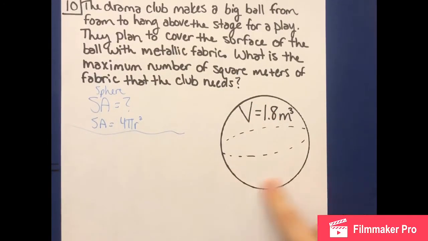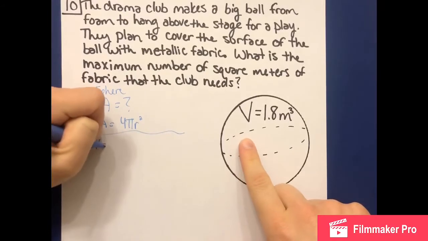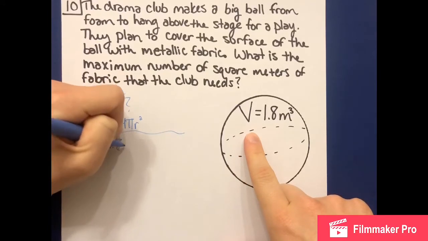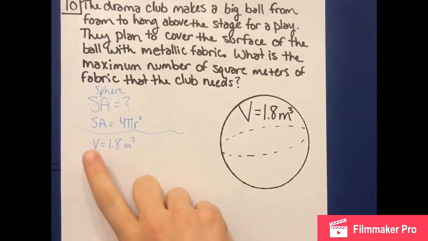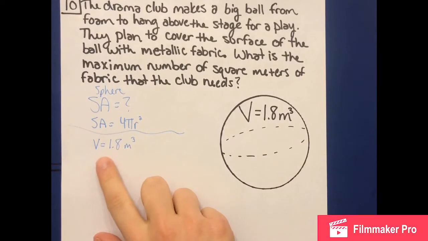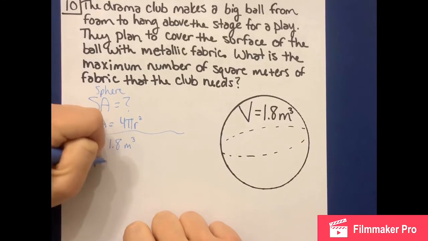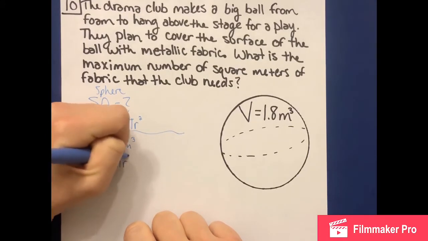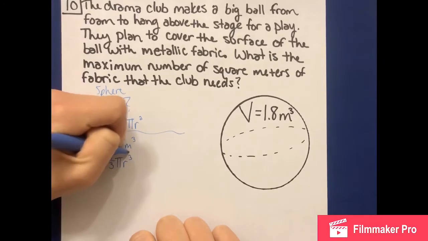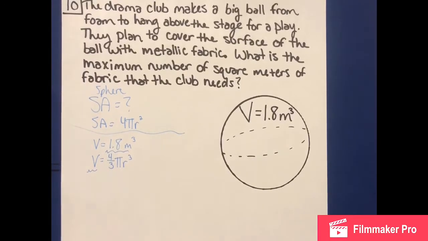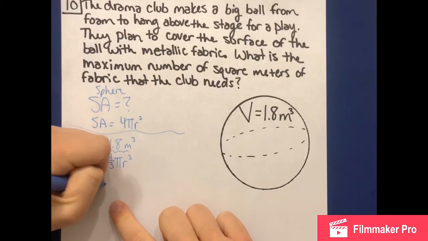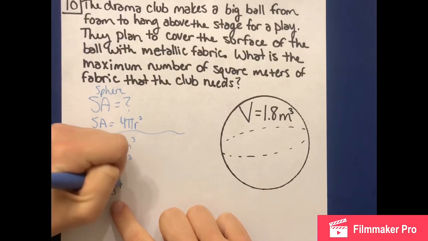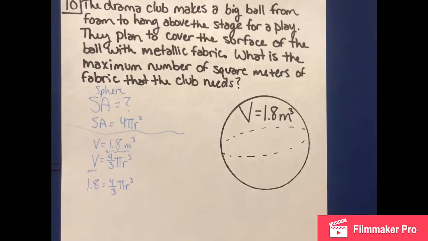This is the volume of the sphere. So I know volume is equal to 1.8 meters cubed. We have to work with what we have. So I'm going to take this and I'm going to go, okay, well, I know volume equals 4/3 pi r cubed. I'm going to take this and plug it in over here because we know they're equal. That's the substitution property. 1.8 equals 4/3 pi r cubed. Okay? Love solving these things.